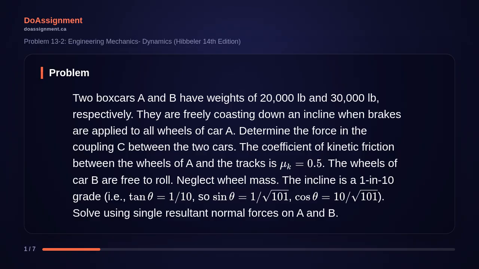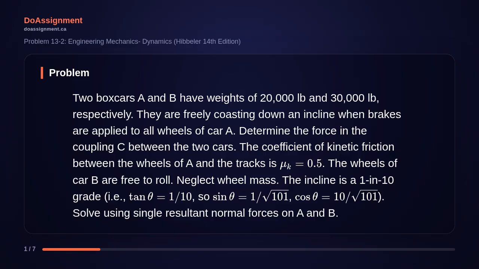The coefficient of kinetic friction between the wheels of A and the tracks is mu sub k equals 0.5. The wheels of car B are free to roll. Neglect wheel mass. The incline is a 1 in 10 grade, meaning tangent of theta equals 1 over 10, so sine of theta equals 1 over the square root of 101, and cosine of theta equals 10 over the square root of 101. Solve using single resultant normal forces on A and B.